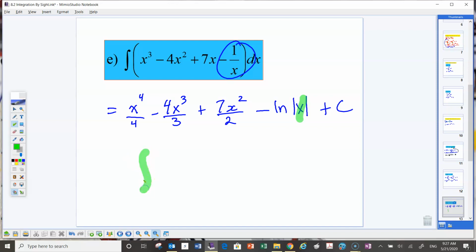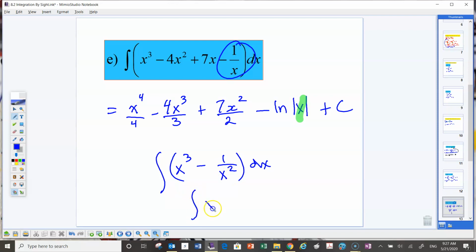Now, if you had something like this, say the integral of x cubed minus 1 over x squared dx, this is not an ln, because I can move that power up to the top just like I would if I was taking derivatives. And now I could add 1 to negative 2 to get negative 1 and divide by negative 1 when I integrate. So the only time we can't use that add 1 to the exponent and divide is when this exponent down here is a 1.